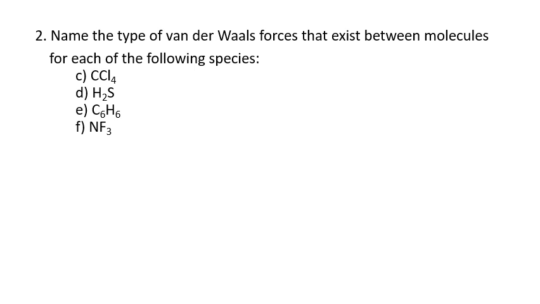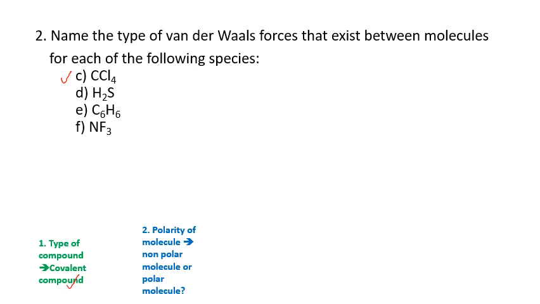Next question is CCl4. As usual, we are going to determine the type of compound, which is a covalent compound. Then next, we are going to draw the Lewis structure to check the polarity. So carbon has 4 valence electrons plus chlorine 7 times 4, so the total is 32 valence electrons.